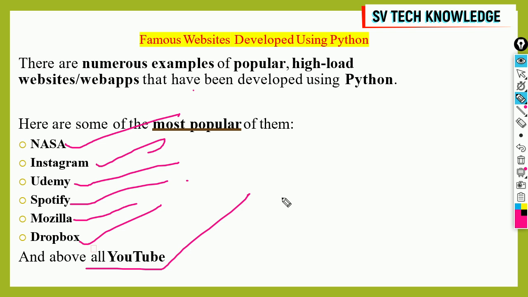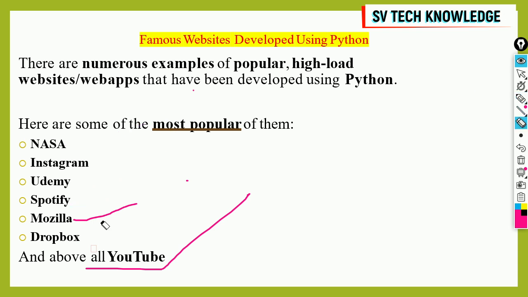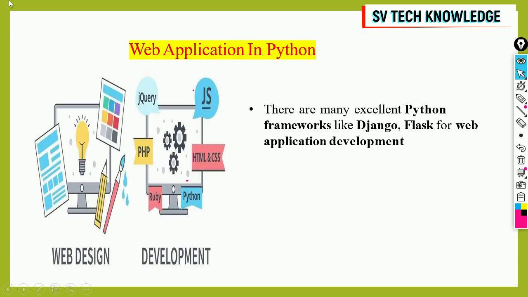In future, I am going to give some more websites also. Don't worry about that. Python is everywhere nowadays. As you are seeing, these are the most popular websites designed with Python. For designing or developing web applications, Python has frameworks like Django and Flask. So Django and Flask are the two frameworks which are used for web designing and development.